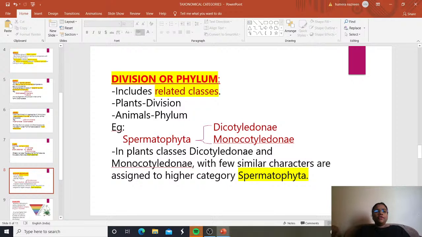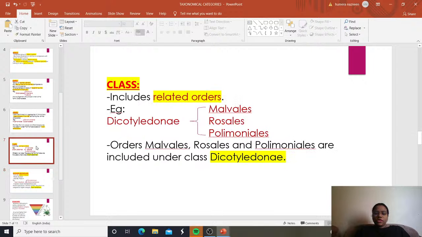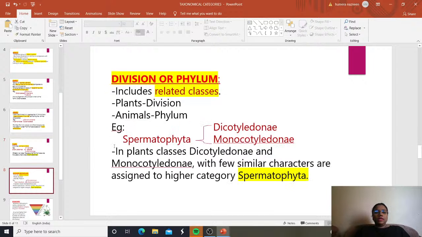Clear? Division and phylum include related classes. If we are classifying plants, we use the term division, and if we are classifying animals, we use the term phylum. In the example, we said that Dicotyledonae and Monocotyledonae are two different classes which are placed under a single division, which is Spermatophyta. Clear?